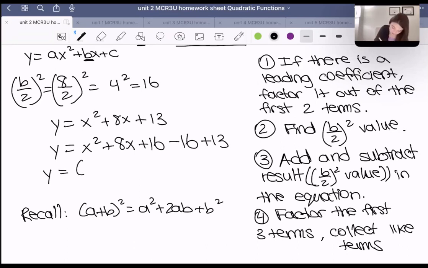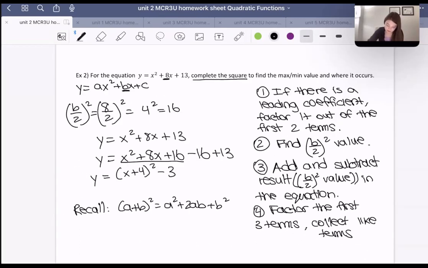So I'm going to do that. x plus 4 squared is factoring the first 3 terms. And when I say collect like terms, I just mean the negative 16 and the 13. We can collect those and just get negative 3 at the end there.